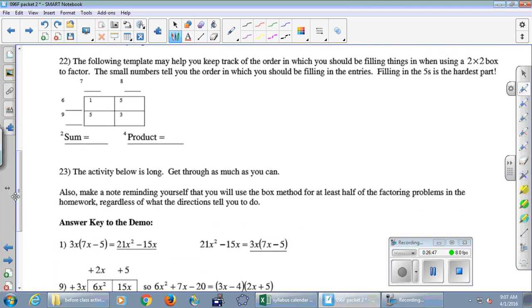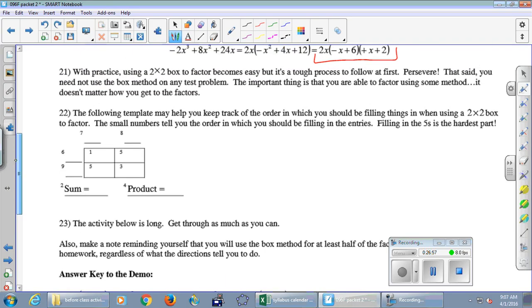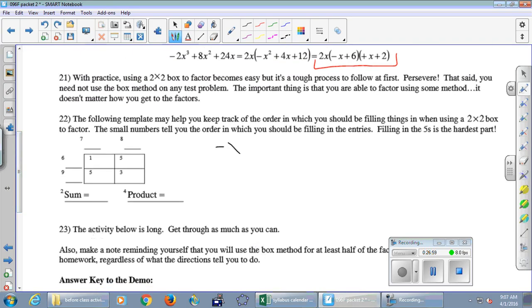It's the same picture. It's the same 2x2 box, but I've just put some blank lines floating around where we got stuff that we're going to fill in. So let's copy the original problem. The original was this, negative x squared plus 4x plus 12.